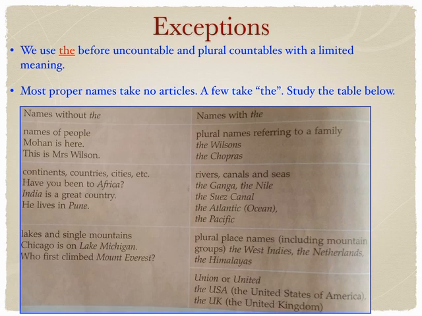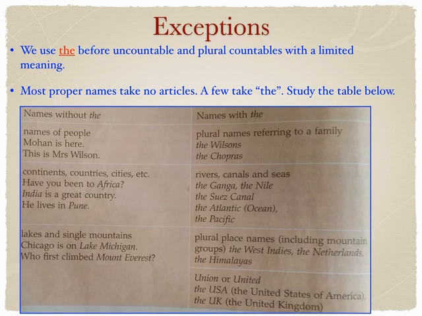Rivers, canals and seas: before these we have to put an article. The Ganga, the Nile, the Atlantic, the Pacific, etc. Lakes and single mountains have names given to them, so before these we do not have to use any article.